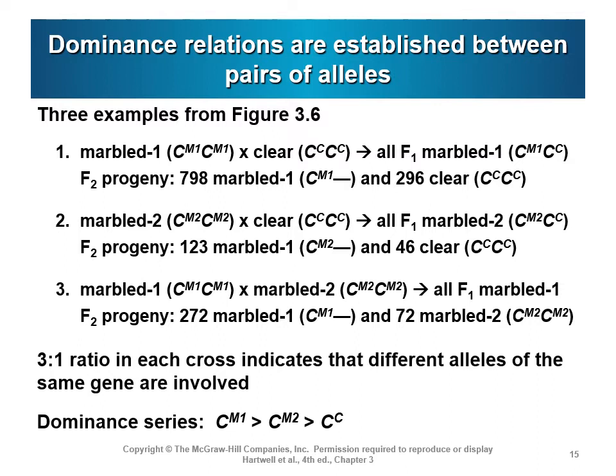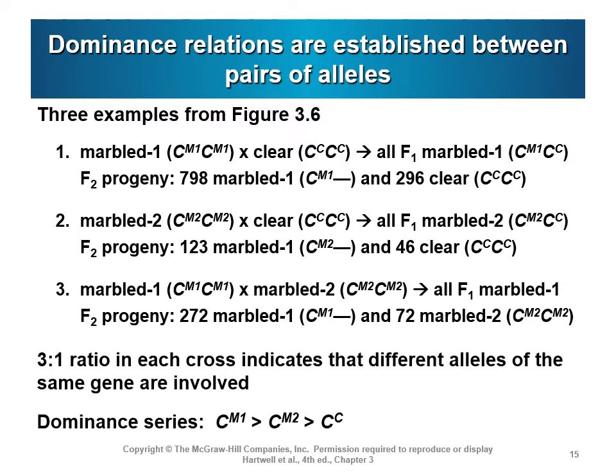Example number 3. Marbled 1, CM1, crossed with marbled 2, CM2, produces all F1 marbled 1. In the F2 progeny, 272 individuals are marbled 1, CM1, and 72 are marbled 2, CM2. What does this mean? Is the ratio expected? Please explain.